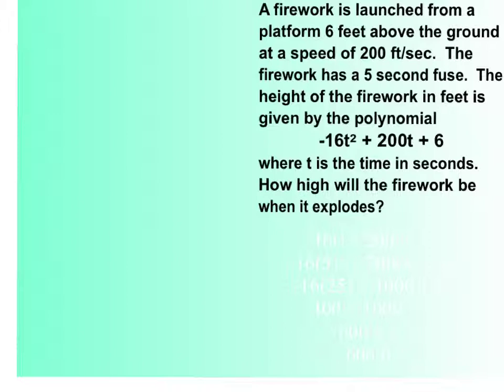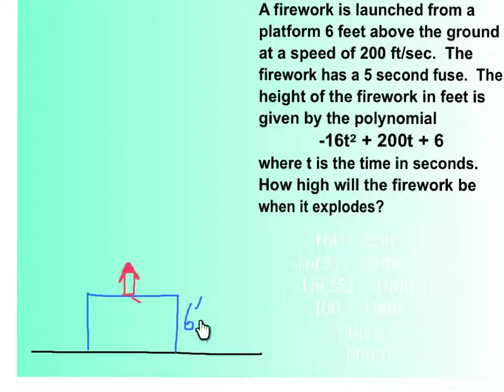Alright, we have a word problem involving a firework, and if you look close, the answer's already here. So you still want to pay attention so you know how to do this on the assignment or on a test. A firework is launched from a platform 6 feet above the ground. Here's a little diagram. Here's the ground, 6 feet above the ground. Here's the platform. Here's the firework. And the speed is 200 feet per second. The firework has a 5-second fuse. This fuse is 5 seconds.